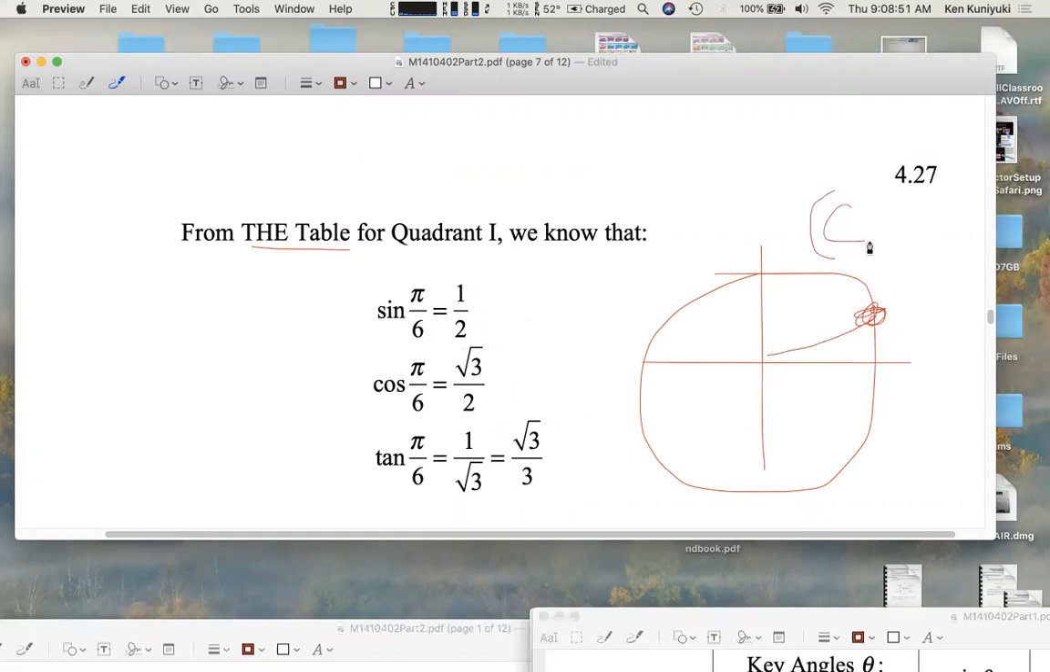X coordinate is cosine, Y coordinate is sine. This point is the talk radio point. It's low and to the right. It has a low sine value, 1/2. The sine of 30 degrees, or pi over 6, is 1/2. The cosine is the high value. It's root 3 over 2.